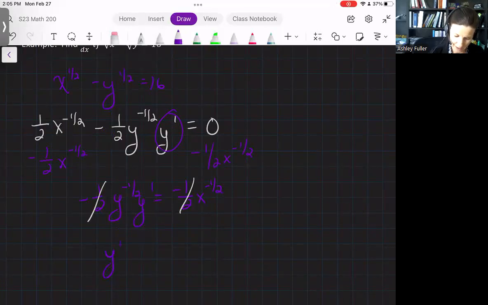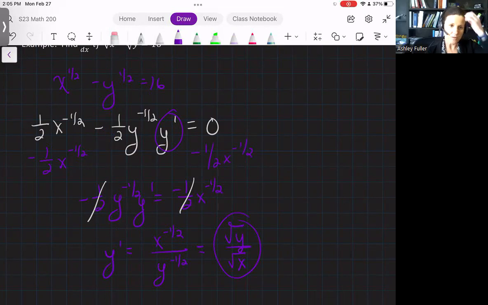And so I end up with y prime is going to equal x to the negative 1/2 divided by y to the negative 1/2. And to get rid of the negatives, I can simply flip it and I get the square root of y over the square root of x is that derivative. Please do note that it may seem counterintuitive that we're not listing d over dx, mainly because that's going to end up as a value of 1. So we stick strictly to that y prime that we need.